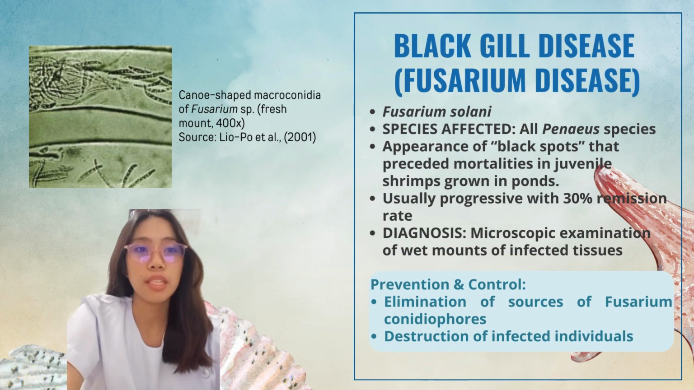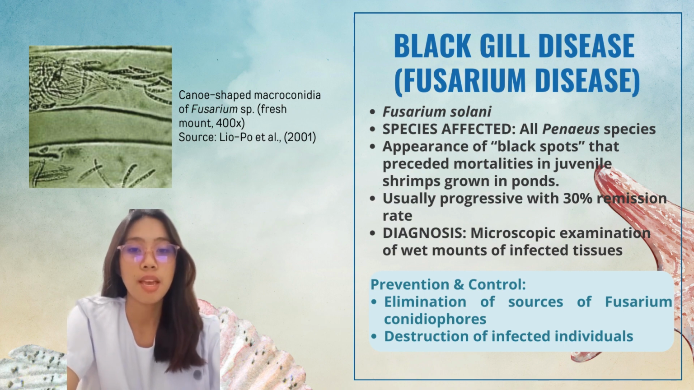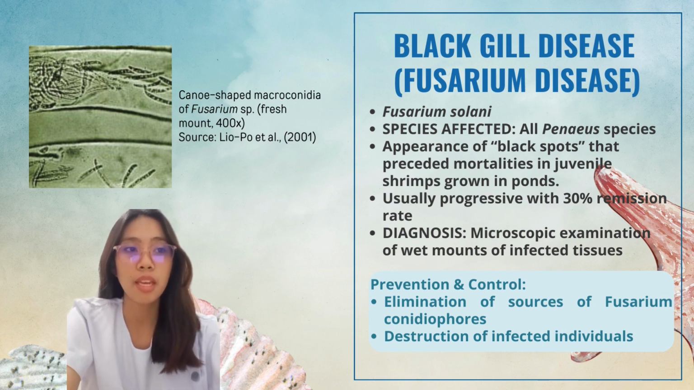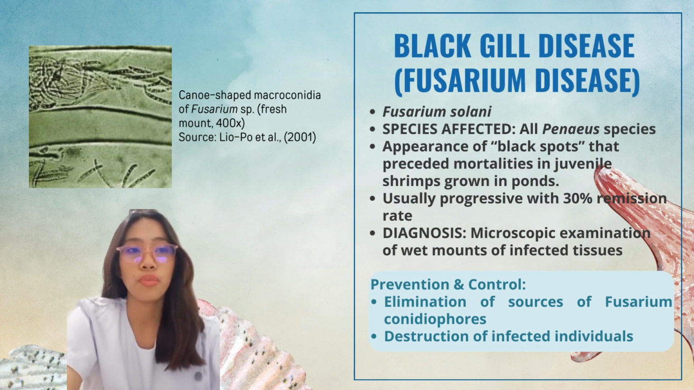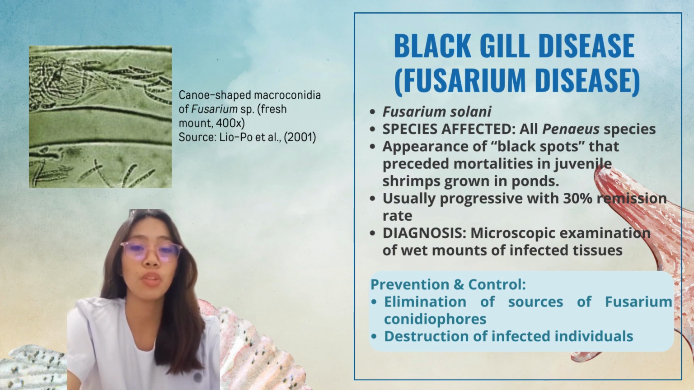The second fungal disease affecting crustaceans, primarily all Penaeus species, is the black gill disease or Fusarium disease. This is caused by Fusarium solani, manifesting an appearance of black spots that precede mortalities in juvenile shrimps grown in ponds. Infection usually starts on damaged tissues such as wounds, gills damaged from chemical treatments or pollutants, and lesions resulting from other disease processes. Once infection is established, it is usually progressive with a 30% remission rate.